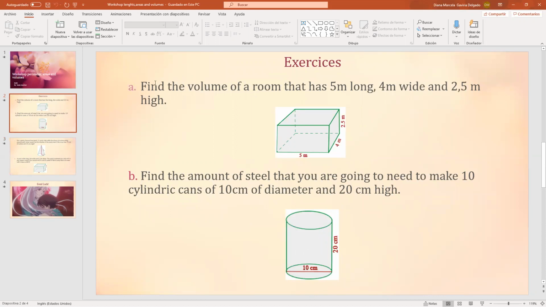A, you're going to find the volume of a room that is 5 meters long, 4 meters wide, and 2.5 meters high. B, find the amount of steel that you're going to need to make 10 cylindrical cans of 10 centimeters of diameter and 20 centimeters high.